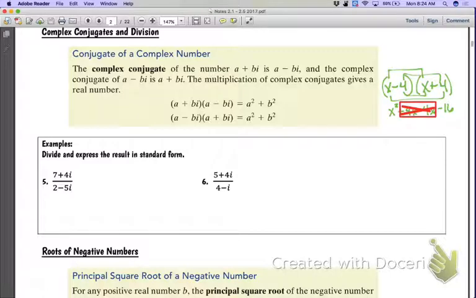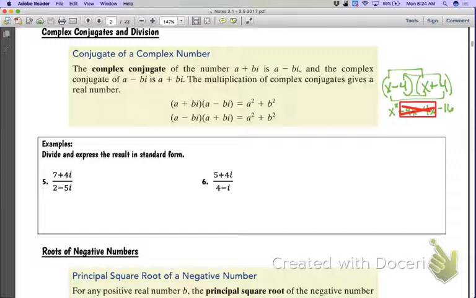So if we have a plus bi, or whatever that value is, we need to multiply it by its conjugate. We don't change every sign, we just change the sign in front of the imaginary number. So if we have 7 plus 4i over 2 minus 5i, we need to multiply both the top and the bottom by its conjugate, because we can't have an imaginary number in the denominator. An imaginary number is just a radical, and we can't have a radical in the denominator, so it's the same thing.